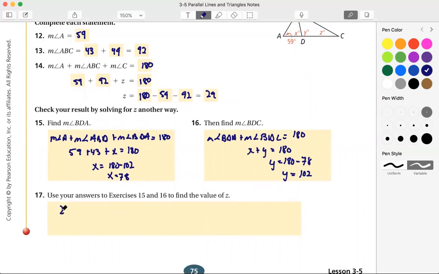So z plus the measure of angle CBD plus the measure of angle BDC must equal 180. So z plus 49 plus 102 equals 180. So z equals 180 minus 49 minus 102, which equals 29.